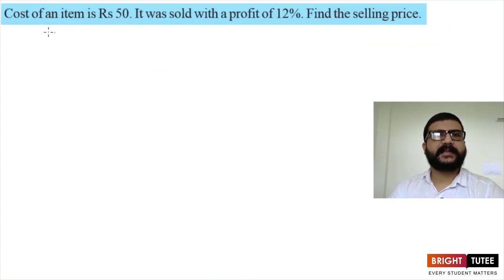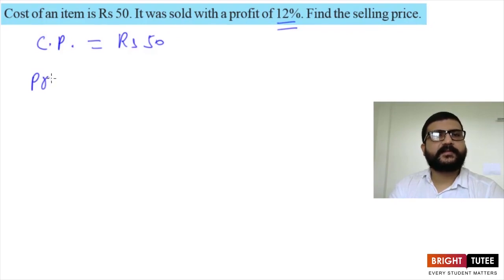Now let's try this question. The question here is, cost of an item is rupees 50. If it was sold with a profit of 12%, find the selling price. So cost price is given as 50 rupees here, and what is given? Profit percent is given to us. Profit percent is 12%. We have to find selling price.